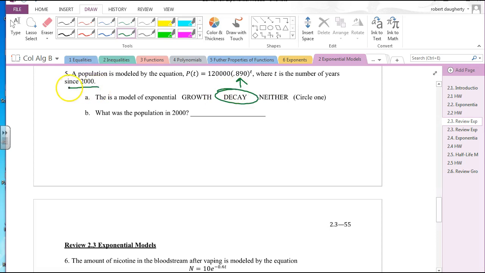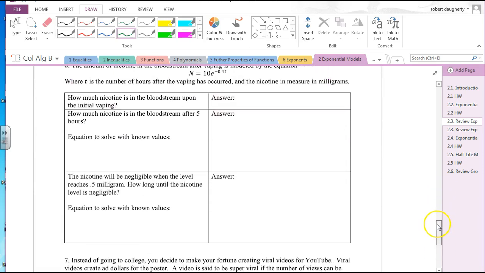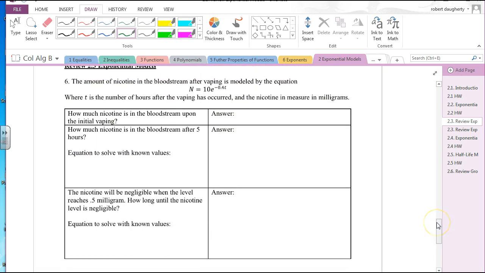What was the population in the year 2000? That was my initial value. You know the initial value is always that number right there. So that is 120,000, okay? They should all be that easy. Number 6 and 7. So let's look at number 6.